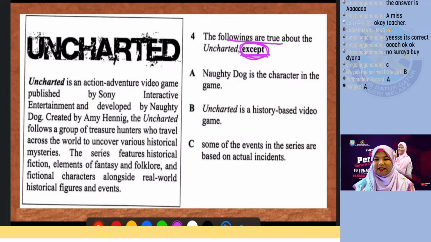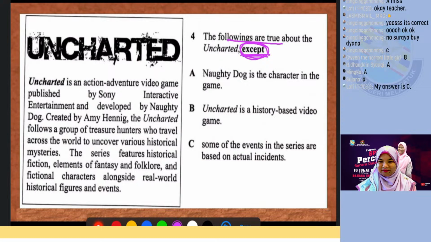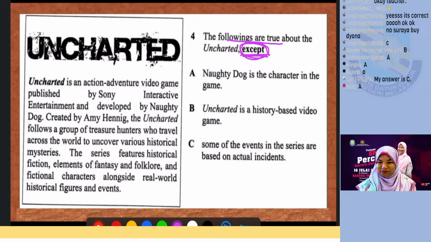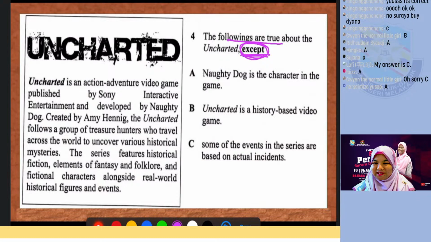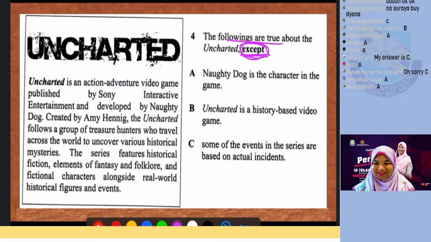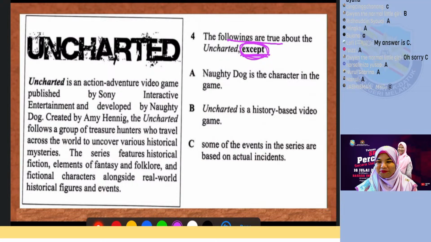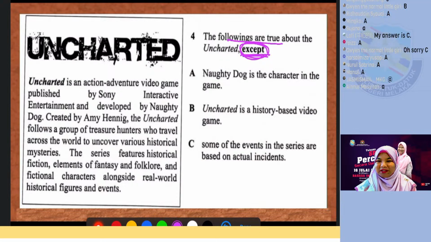Ching Ching, C. Gwen, B. Ridauddin, A. Minka, A. Any other answer? Sujana, A. Lofi, my answer is C. Good. Faiz, A. Well done. A majority of your answer is C. There is a fierce fight between C and A. Let's go to C first.